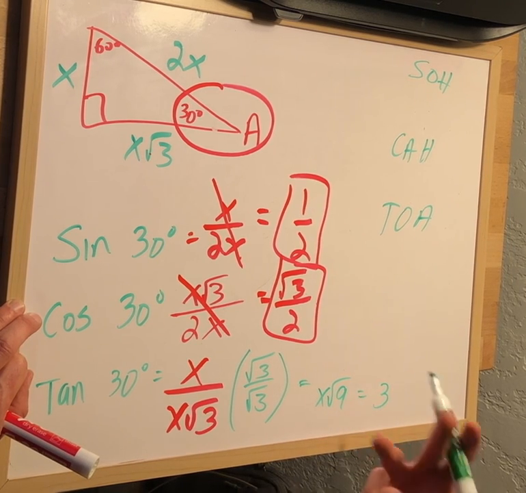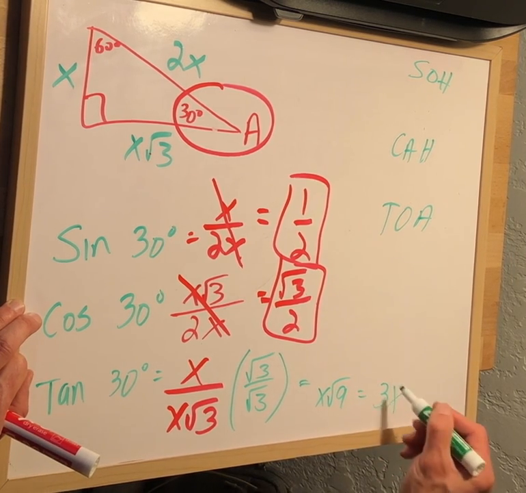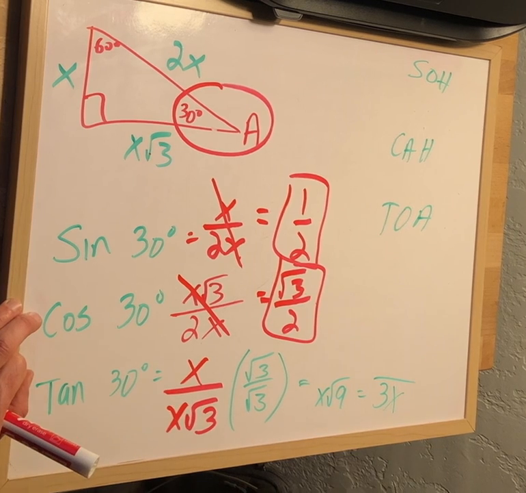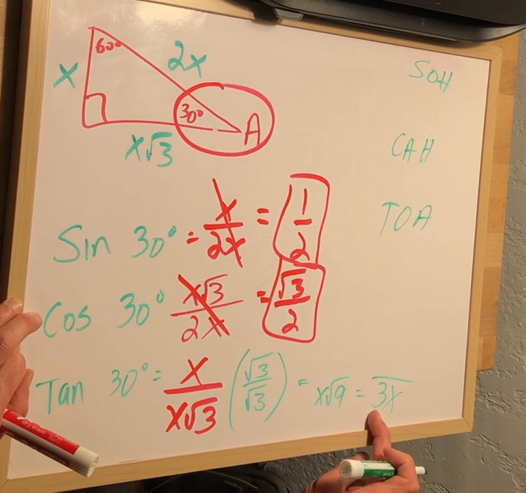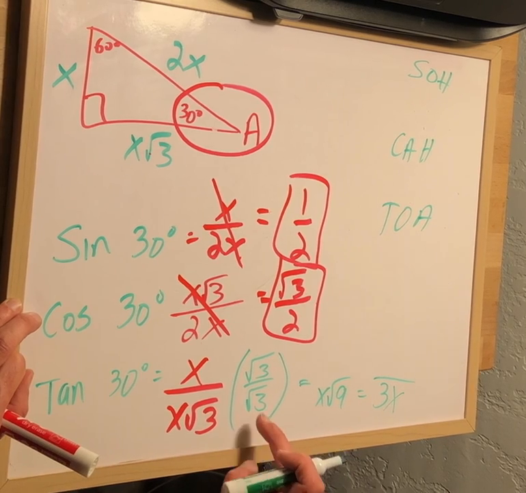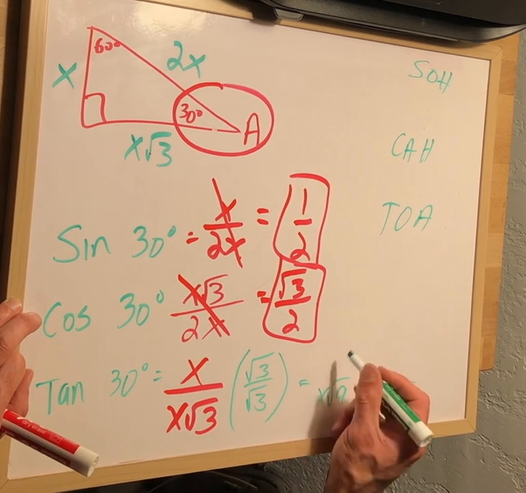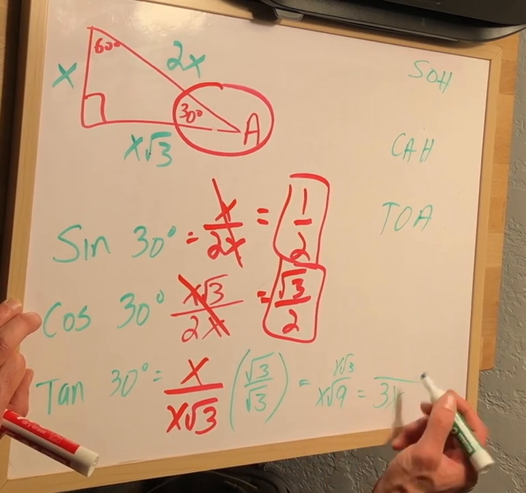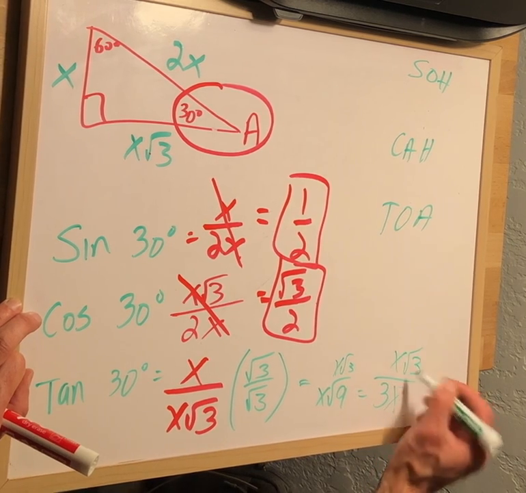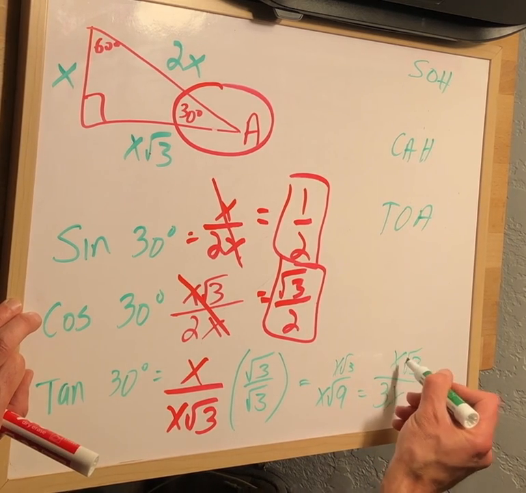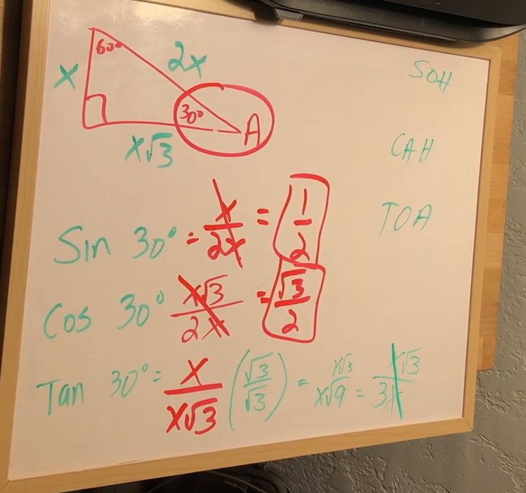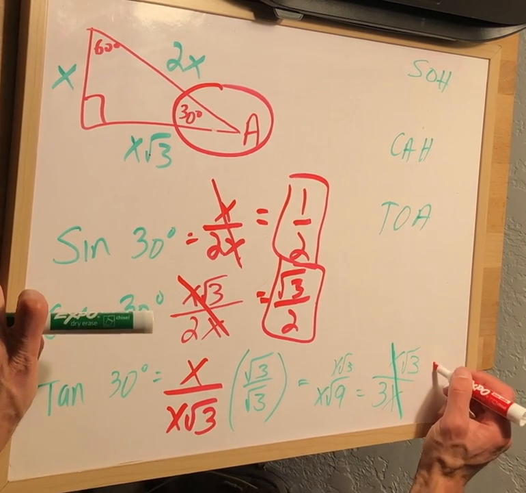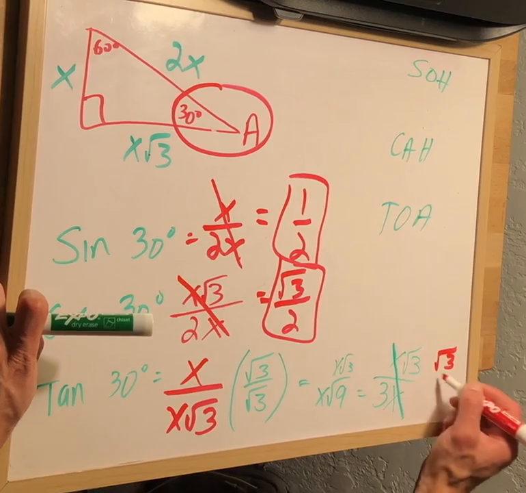What is the square root of 9? 3. 3 times that x is 3x. Once again, when you multiply the two roots that are the same, you're left with the number that's in the middle inside the root. And then x times root 3 is x root 3. Okay, always reduce these two x's. Boom, they're gone. And you get tangent of 30 degrees is equal to root 3 over 3.